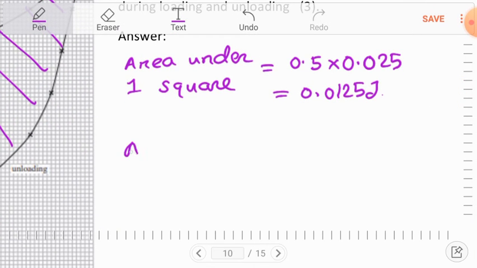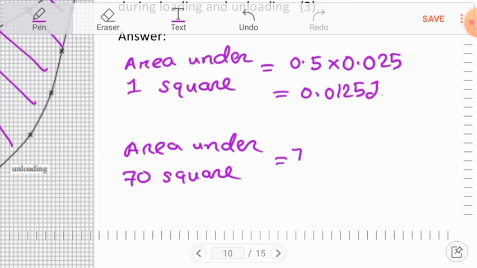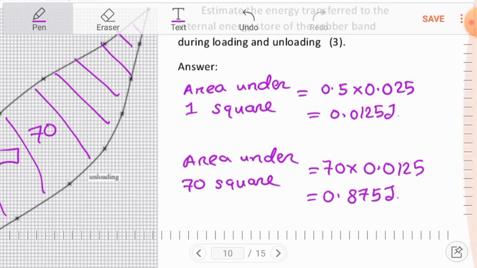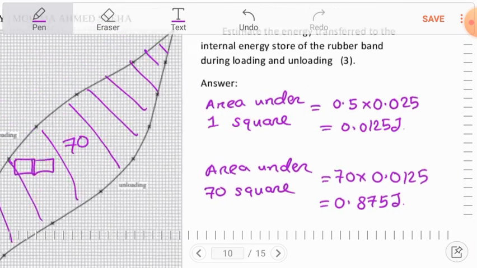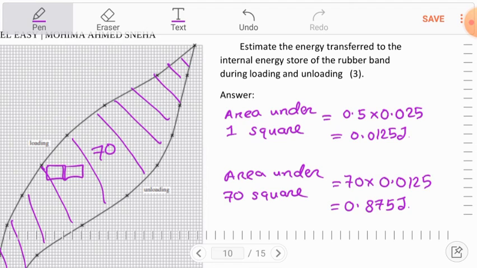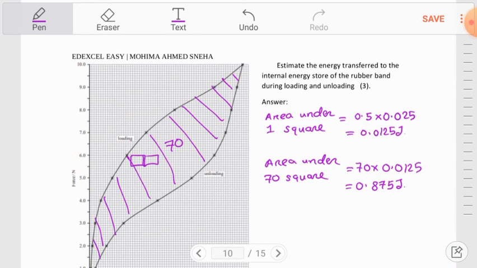So the area under the 70 squares would be 70 into 0.0125, and if you calculate it, you get a value of 0.875 joule. So the energy transfer during the loading and unloading is actually 0.875 joules. I hope question number 3B was clear. With this, our question number 3 ends.